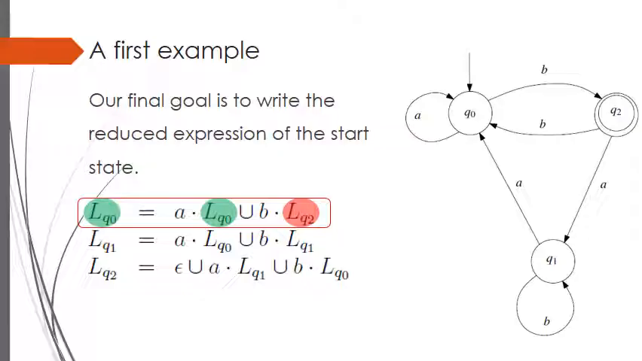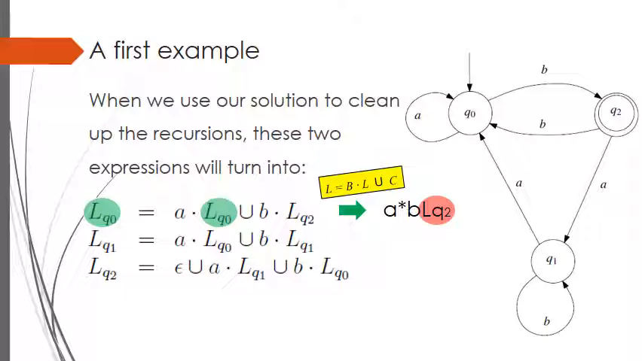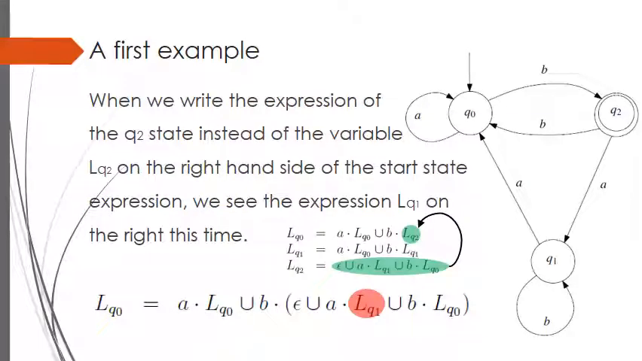Now is the time to make some magic. When we use our solution to clean up the recursions, these two expressions will turn into the expressions indicated by arrows. But since we cannot convert LQ2 to a simple expression, we focus on it first. When we write the expression of the Q2 state instead of the variable LQ2 on the right-hand side of the start state expression, we see the expression LQ1 on the right this time.